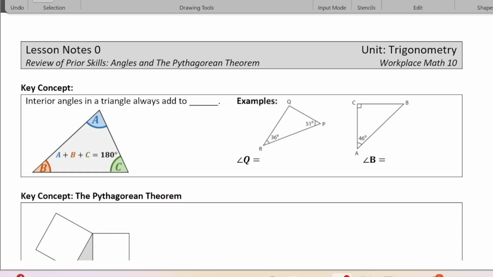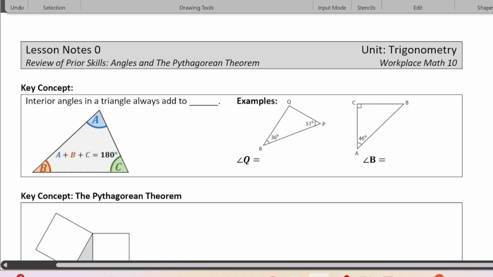All right, so this is a lesson to review prior skills that you've learned in the past, reviewing angles inside triangles, and also the Pythagorean Theorem for right triangles. These are skills you're going to need in this coming unit. So let's start with interior angles of a triangle.